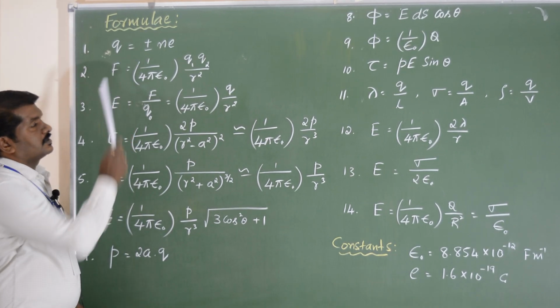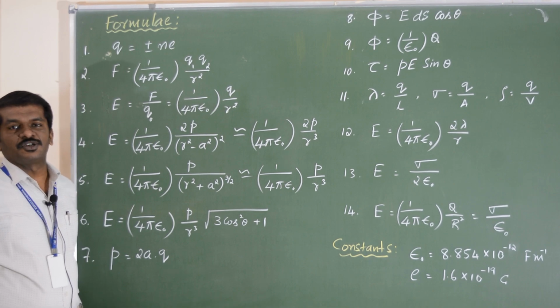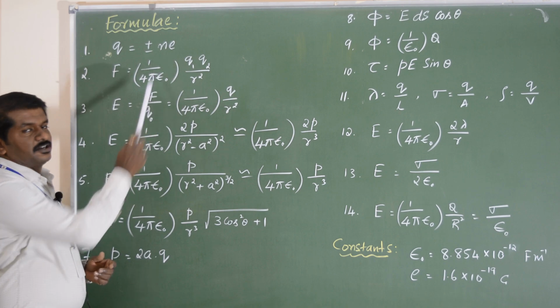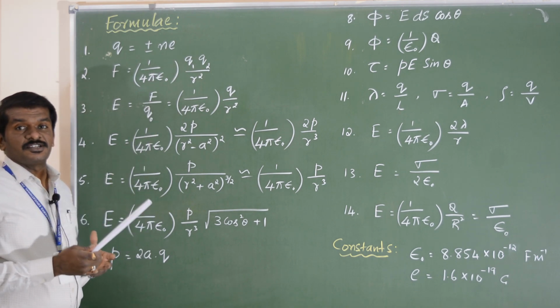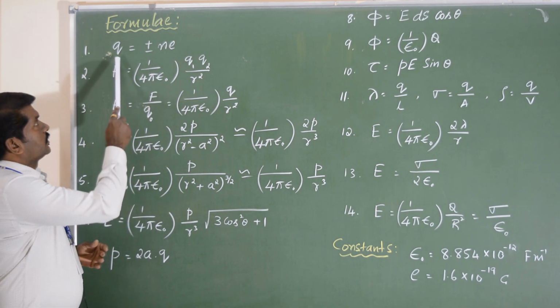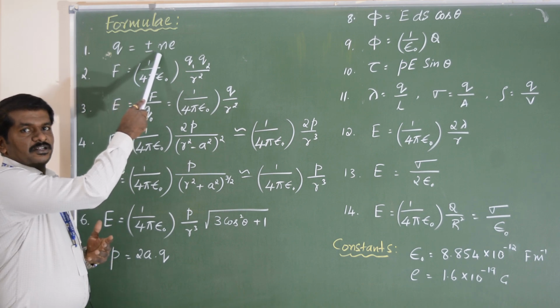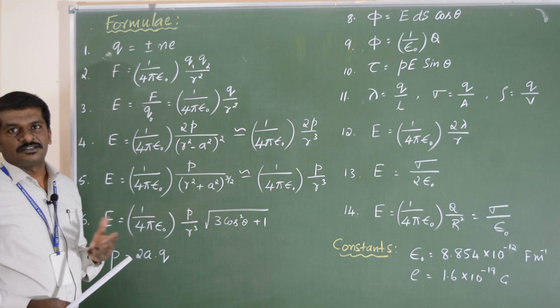The first formula is Q = N E. This is the formula which gives the quantization of charge. Here Q indicates the charge on a body, N indicates the number of charged particles, and E indicates the charge of an electron.